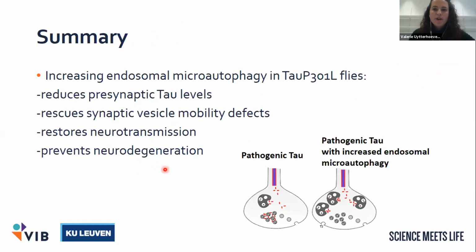So to summarize, the last part is that increasing endosomal microautophagy in tau mutant flies reduces presynaptic tau levels, rescues synaptic vesicle mobility defects, restores neurotransmission, and prevents neurodegeneration.